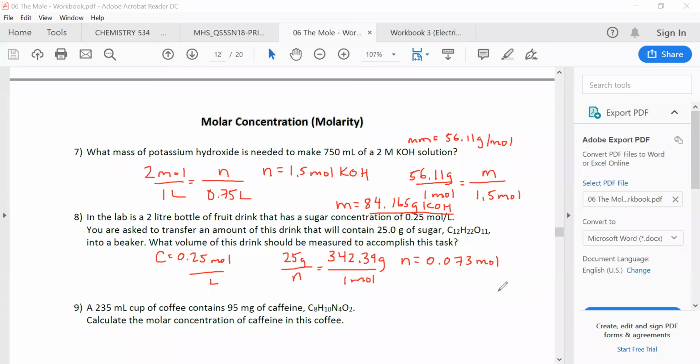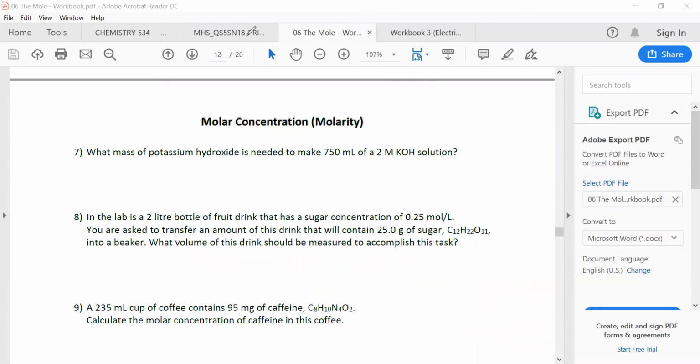0.073 moles. And once you have that, you can set up your usual equation of C is equal to N over V. 0.25 moles over 1 liter is equal to 0.073 moles over a certain amount of volume. And this volume just ends up being approximately 0.292 liters, or 292 milliliters if you multiply this by 1,000. Excellent. We can now move on to the next part.